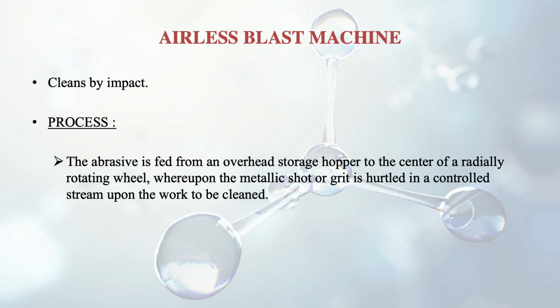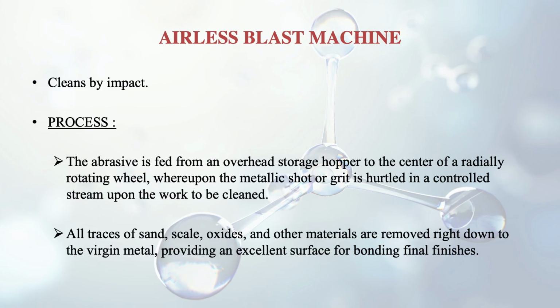So there is a wheel which is rotating and the material is being fed at the center of that, and then it will move out radially and strike the surface, whereupon the metallic shot or grit is hurtled in a controlled stream upon the work to be cleaned, and all traces of sand, scale, oxides and other materials are thus removed right down to the pure metal, providing an excellent surface for bonding final finishes. So this provides us a very good surface.